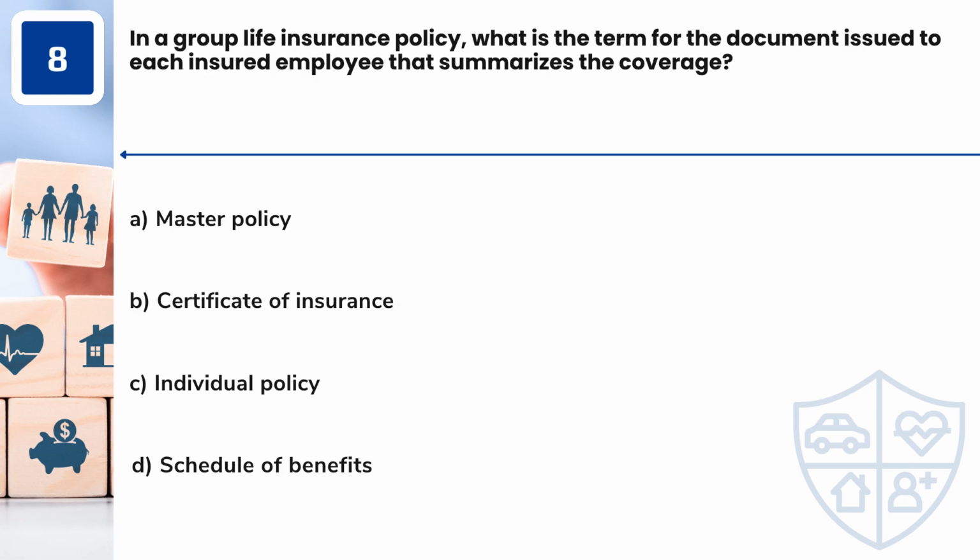Question 8. In a group life insurance policy, what is the term for the document issued to each insured employee that summarizes the coverage? A. Master policy. B. Certificate of insurance. C. Individual policy. D. Schedule of benefits.